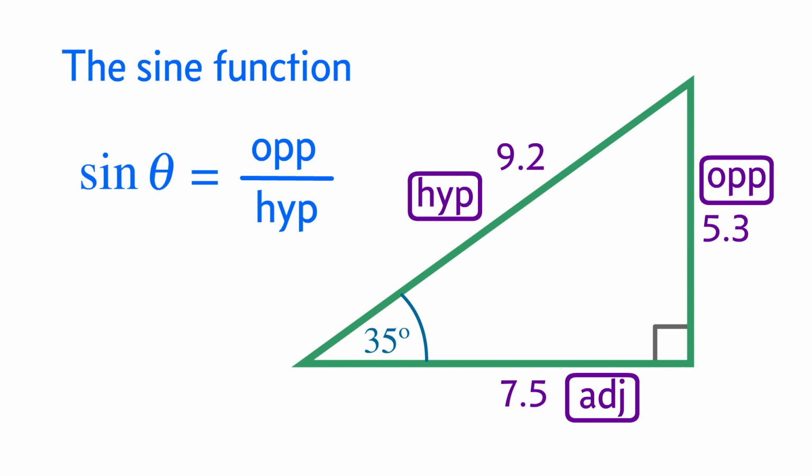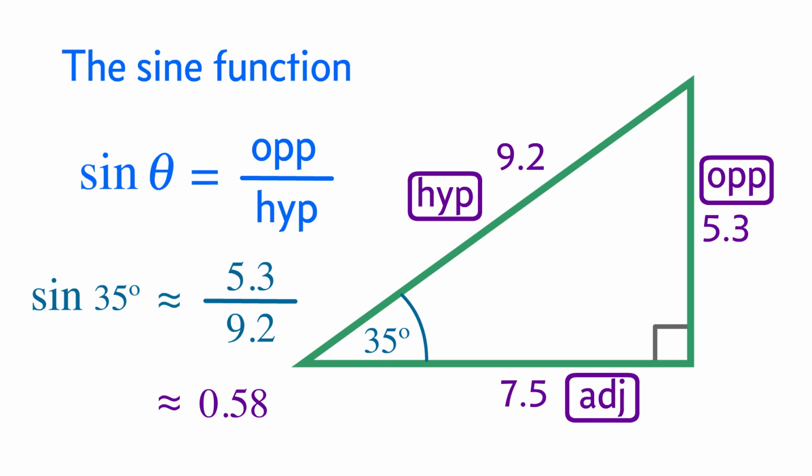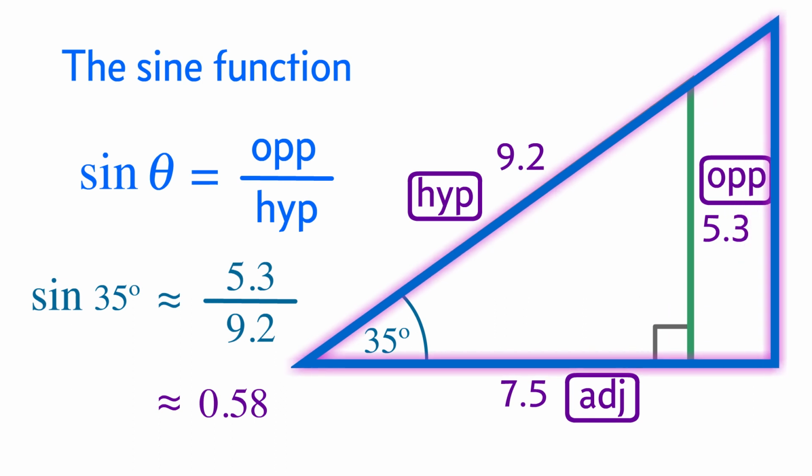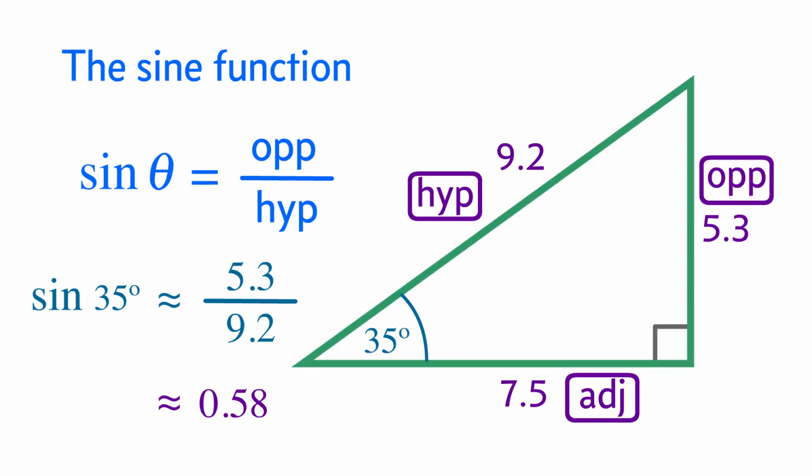According to the measurements I made, we would have sine 35 degrees equals approximately 5.3 divided by 9.2, which is about 0.58. Now my length measurements weren't perfect, so this output number isn't completely precise either, but it should be pretty close. And no matter what size triangle someone may draw, if they measure the sides pretty accurately, they should also get an output number pretty close to 0.58.